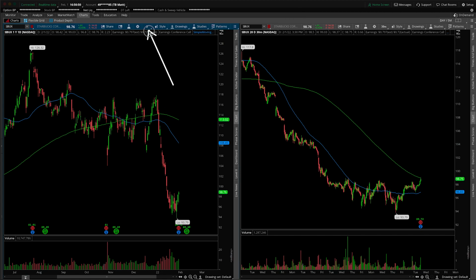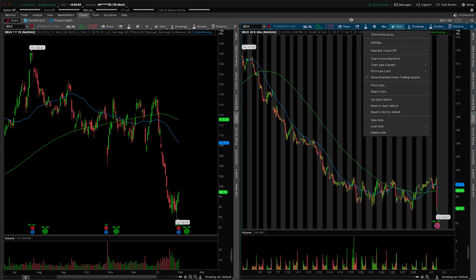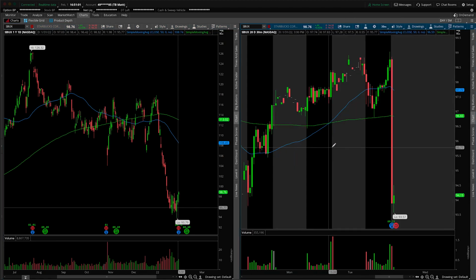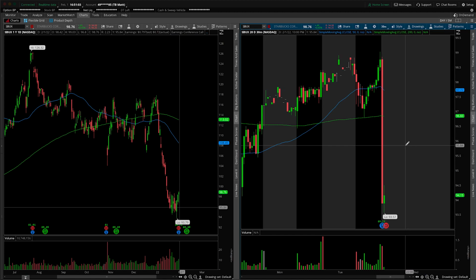On the left-hand side, we have the daily time frame, and on the right-hand side, the 30-minute intraday time frame. First things first, I need to let you know they gave us an earnings announcement after the bell today, so let's flip on the extended hour session here and see what's going on with the number. Before I even zoomed in, I'm sure you could see that red candle from a mile away.